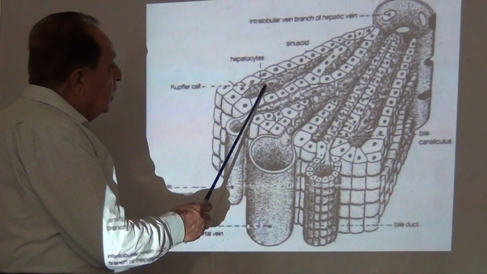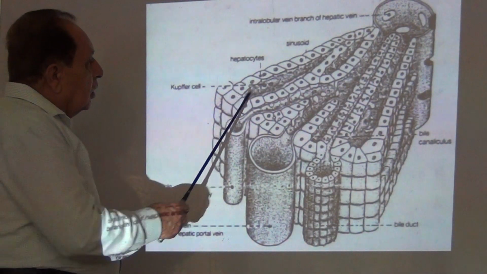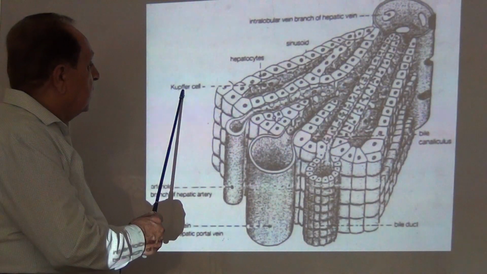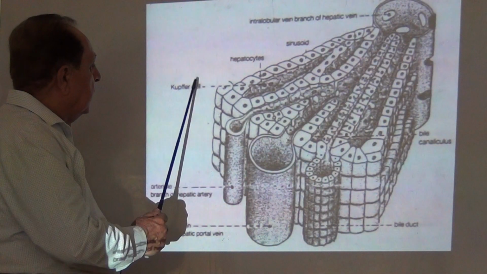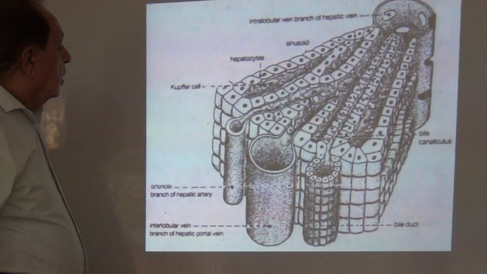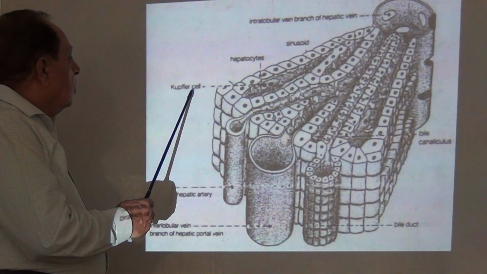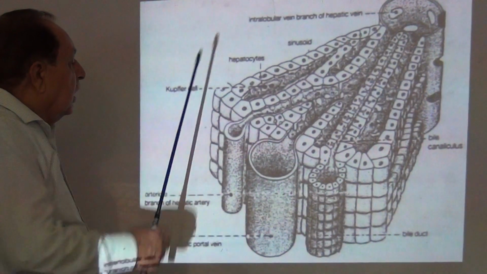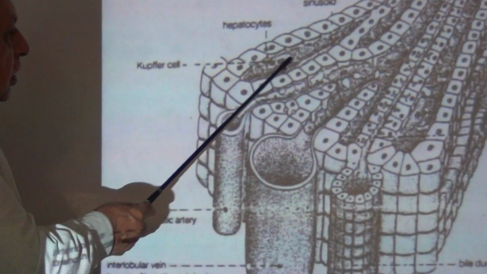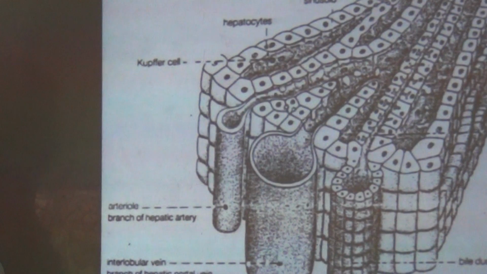Now, these hepatic sinusoids are lined by the endothelial cells and Kupffer cells. Now, the endothelial cells are fenestrated, while the Kupffer cells are near the luminal side of the sinusoid, and these are the phagocytic cells.